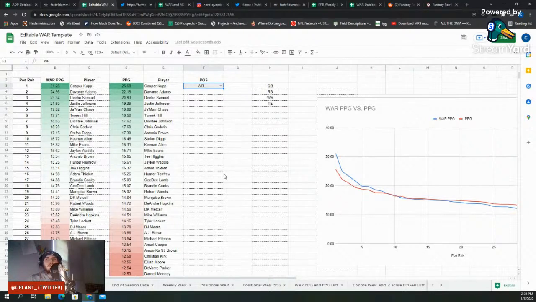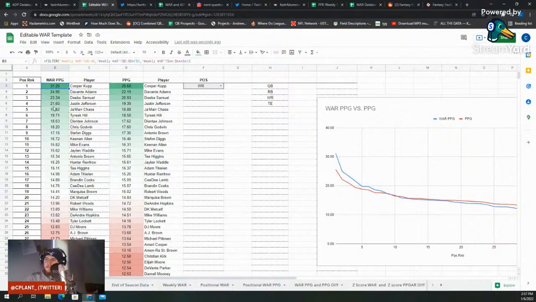Not exactly the case, right? And here's why. This isn't using ADP data. This is just looking at points per game versus WAR points per game. And WAR points per game, Cup is still around 5 to 6 points per game higher than the actual points per game, right? So right off the bat, there's a difference there, and you can see within the top 8 or so receivers, there's a difference there.